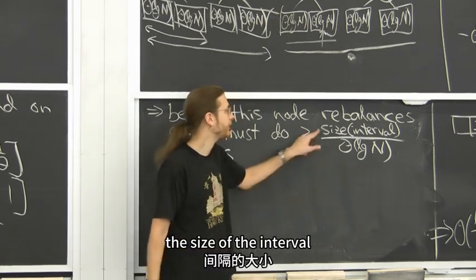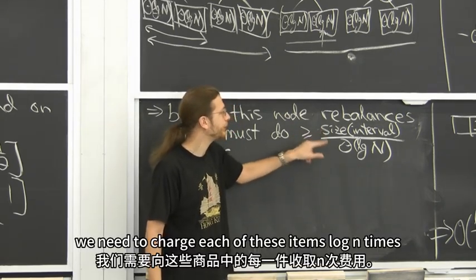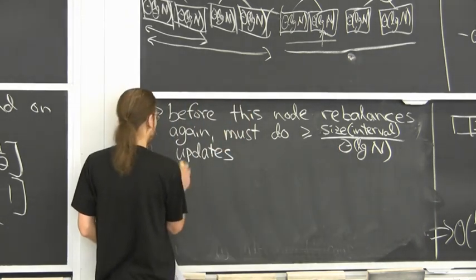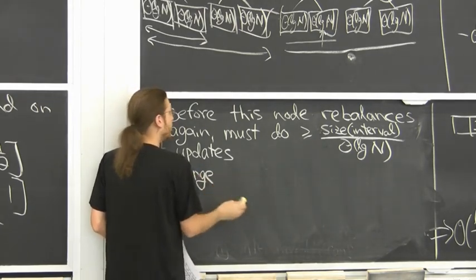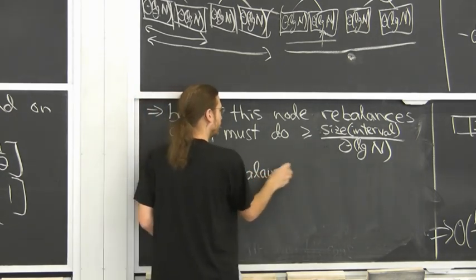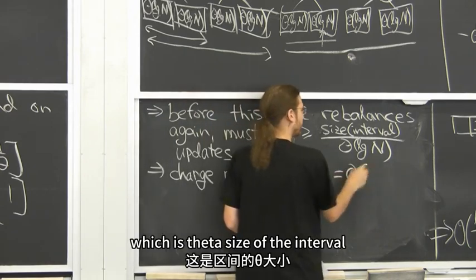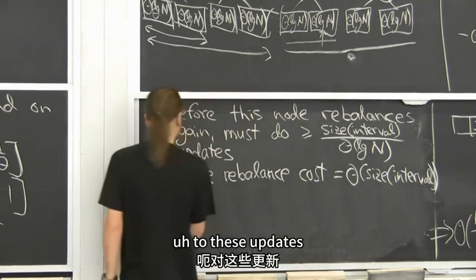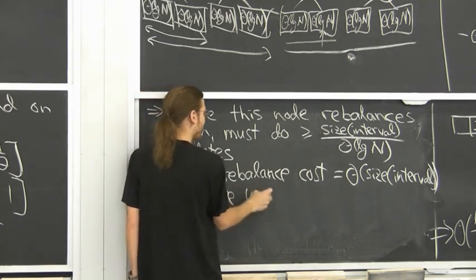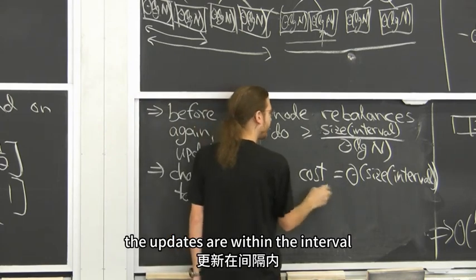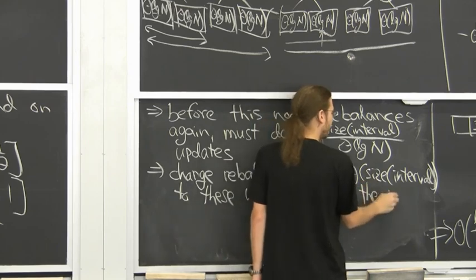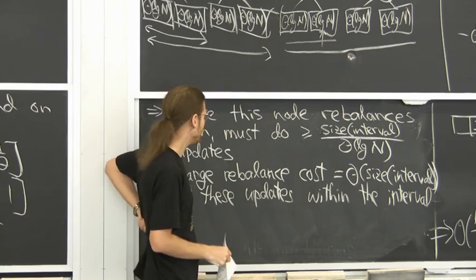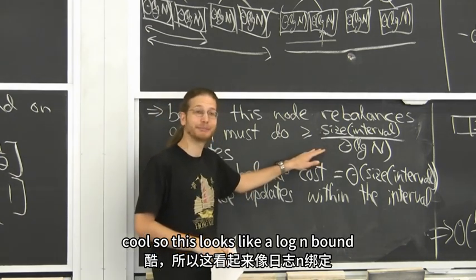Boom. So when this rebalance happens again, we're going to charge to those updates, which is good because the time it takes us to do the rebalance is the size of the interval. So we need to charge each of these items log n times. Charge the rebalance cost, which is theta size of the interval, to these updates. And what we know is that the updates are within the interval. Cool. So this looks like a log n bound, which is not right.